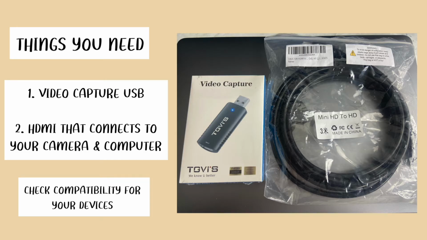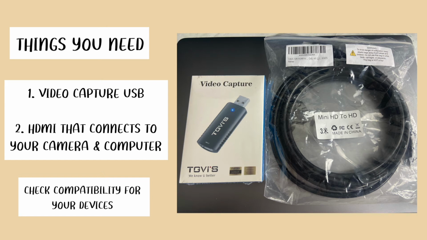Alrighty, so before we go live on our external camera, you're going to need two things. You're going to need a video capture USB. This will allow you to send video signals and audio signals to your computer for live streaming. And then you're going to need some sort of HDMI.